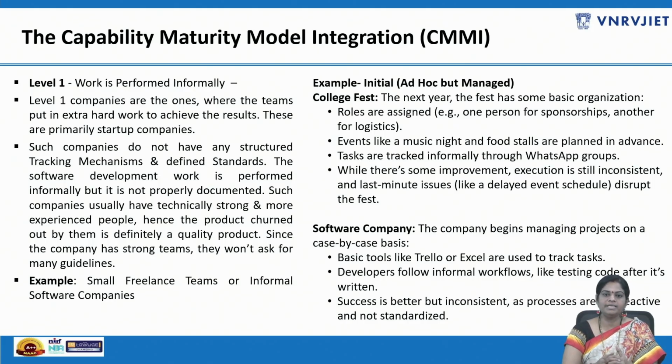Let us come to the two examples. College fest: a year has passed and the next year the fest is being organized again in that college. Now they have learned from the previous mistakes that have to be avoided, and they follow the following things as basic organization. Roles are assigned, like one person for sponsorships, another for logistics. Based on the events planned, all the prerequisites and essentials for events like music night and food stalls are planned in advance. All the tasks are handled in WhatsApp groups. For every type of event, we created a WhatsApp group, and all the volunteers are designated work through that group.